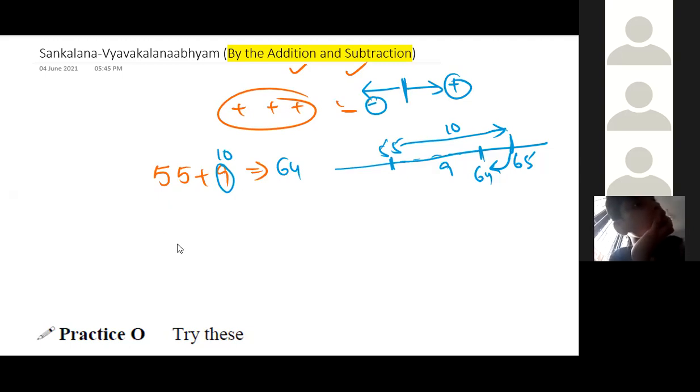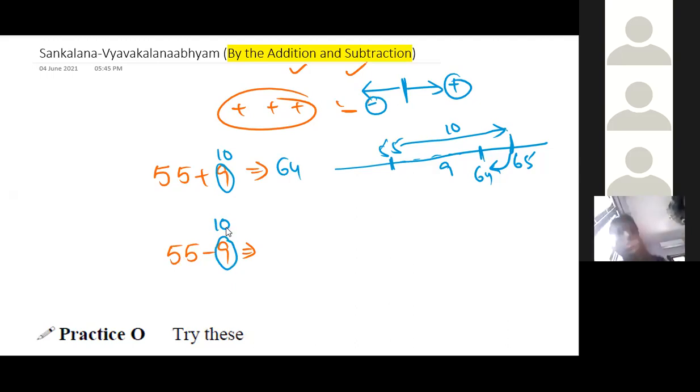Don't write anything. Here the questions are in this way: 55 minus 9. Instead of subtracting 9, we'll subtract 10. 55 minus 10 is how much? 45. And again we will add plus 1.